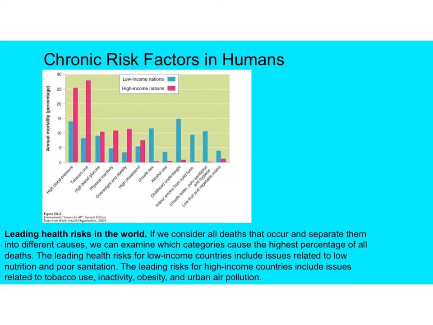And if we consider all the deaths that occurred separated into different causes, we're going to examine each category with the highest percentage of death. So the leading health risks for low-income countries include issues usually related to low nutrition and poor sanitation. And in contrast, the leading risks for high-income countries include things like tobacco, inactivity, and obesity, and usually, believe it or not, air pollution. And the data that you're looking at here is from 2009.